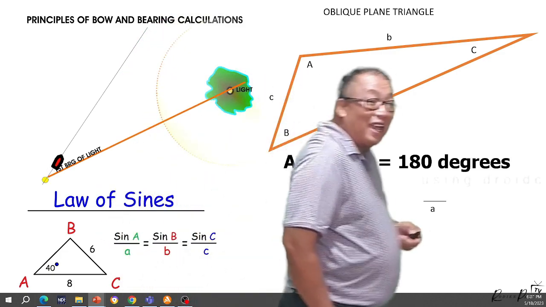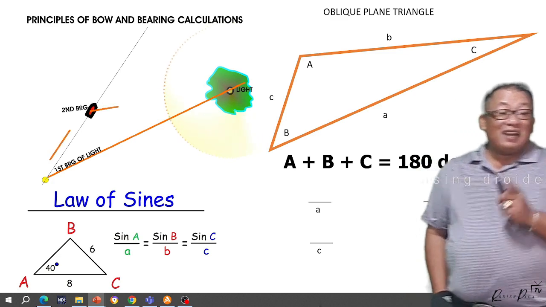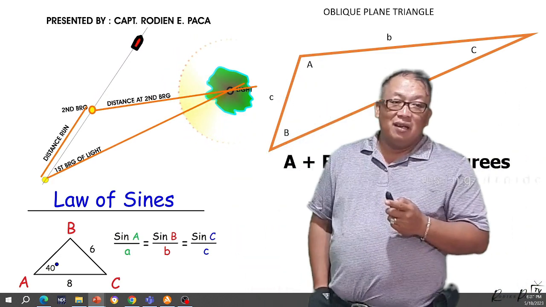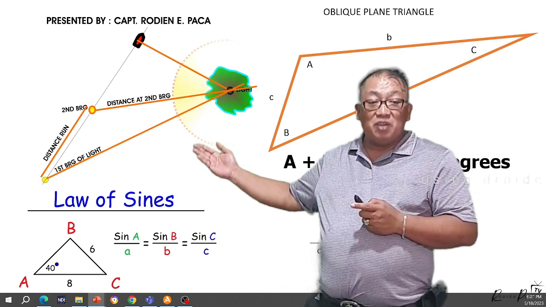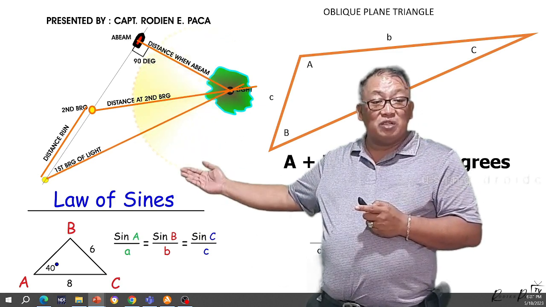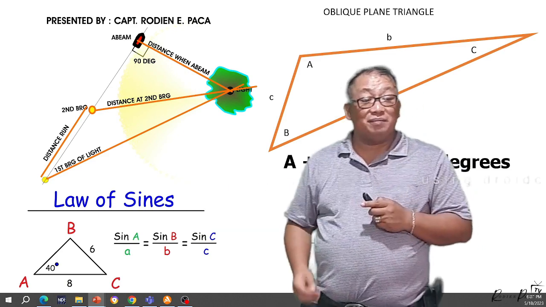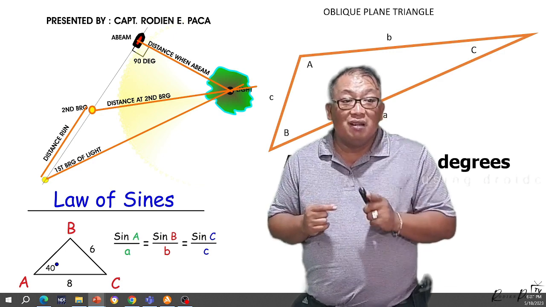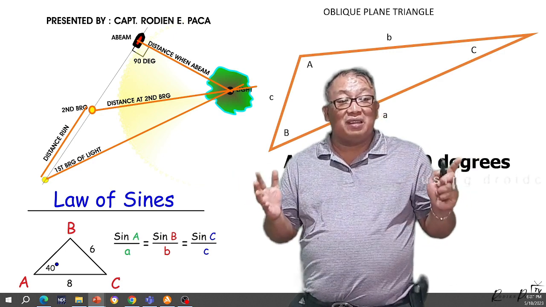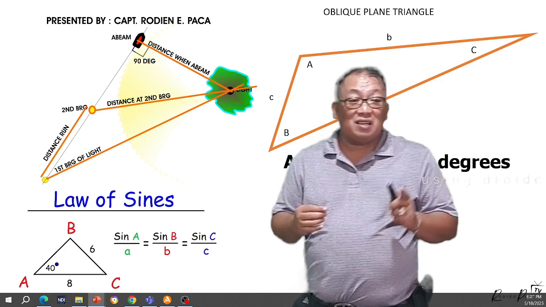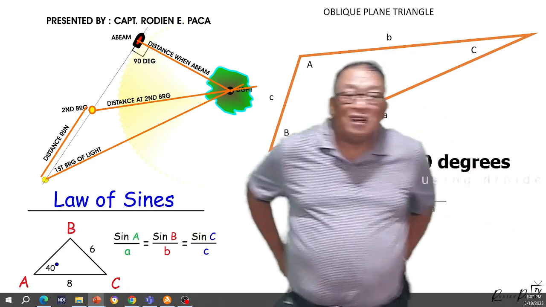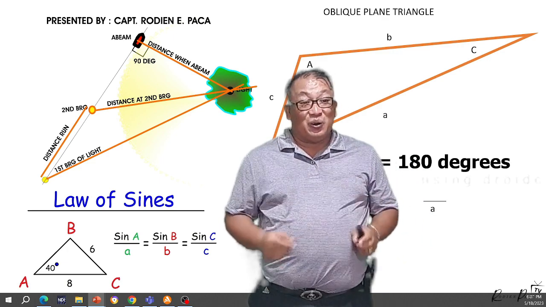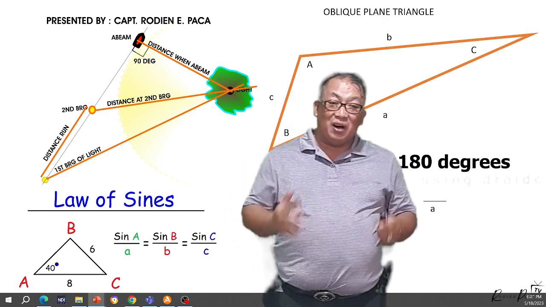Now we go to the second triangle. This is very, very important. Why? If you look again at the animation, we go to the first bearing and the second bearing. In our books, in our nautical school, wherever you are in the world, they will tell you some formulas which you have to memorize. Not in my lecture, not on RODIENPACATV, but I will show you how.